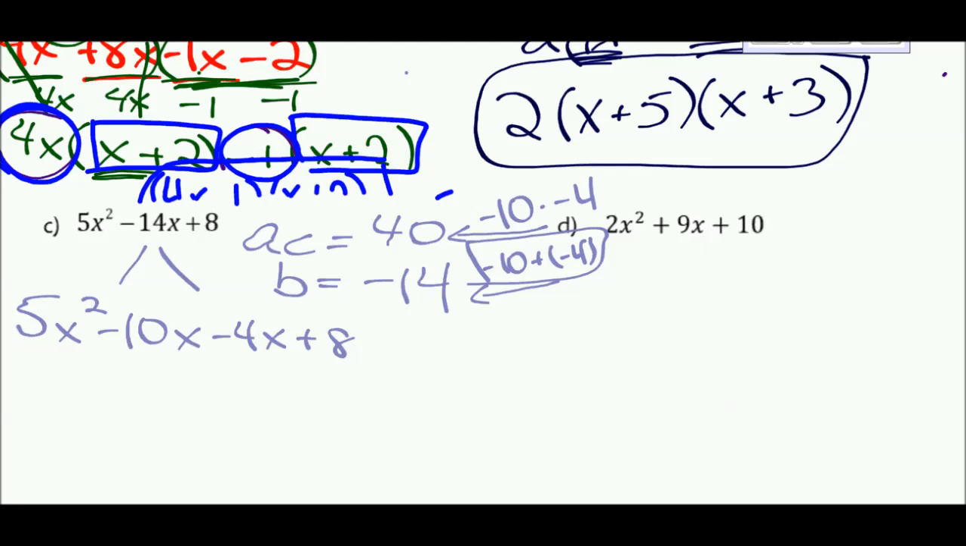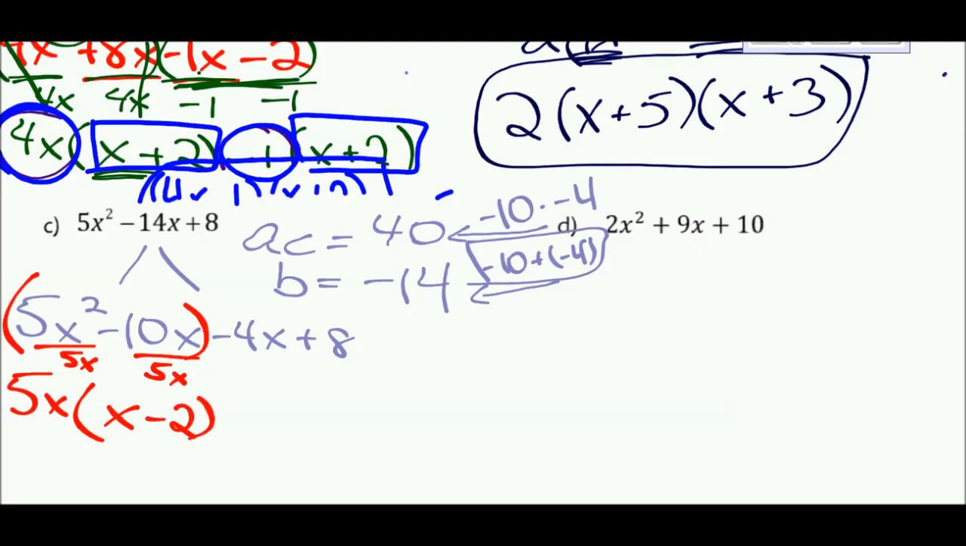I'm going to group these first two terms. 5x squared and -10x. What can I factor out of both of those? 5x comes to the outside of that. We divide that by 5x. That leaves us with just x. Divide that by 5x, the x's cancel out, and we're left with just negative 2.